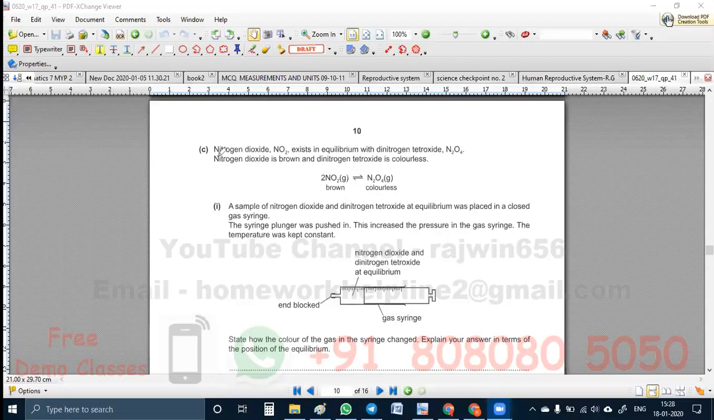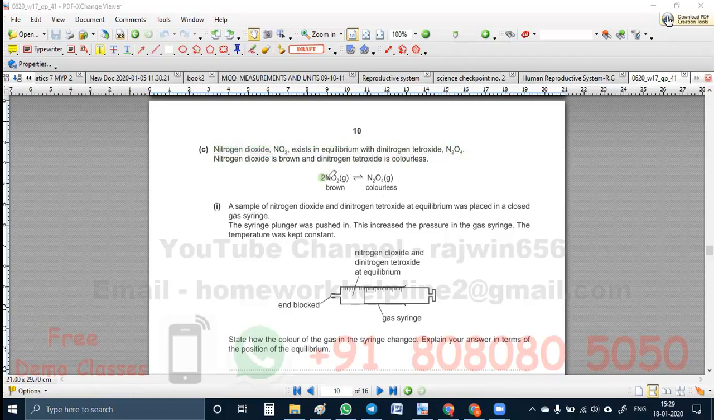Okay, see what this question reads. Nitrogen dioxide, NO2, exists in equilibrium with dinitrogen tetroxide, whose formula is N2O4. Nitrogen dioxide is brown and dinitrogen tetroxide is colorless. Okay, you can see over here, this is the equation given.